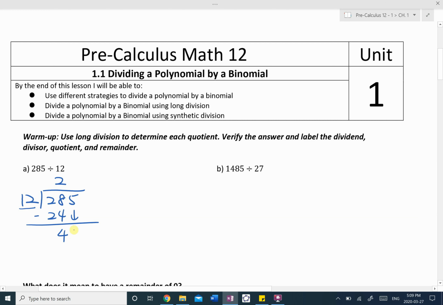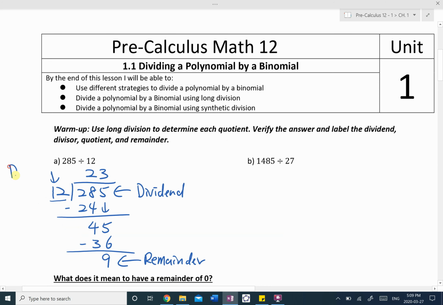And you bring down the next digit, which is a 5, so you have 45. Now 12 goes into 45 3 times. That's 36. You subtract, and you get a remainder of 9. So this is the remainder. This is what we call the dividend. 12 is the divisor. And finally, 23 is what we call the quotient.